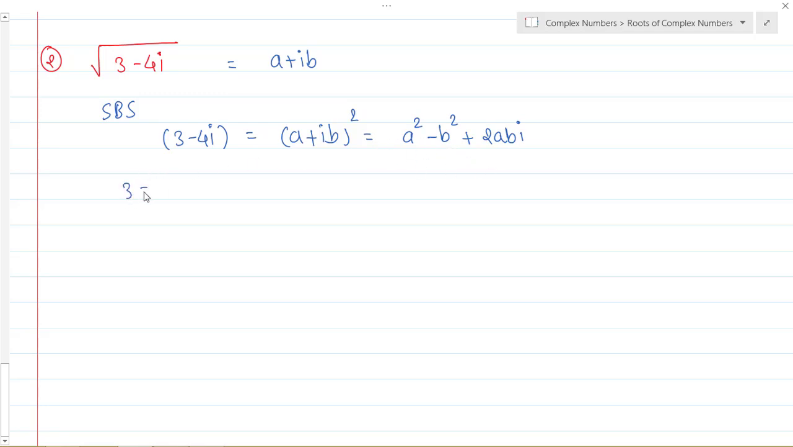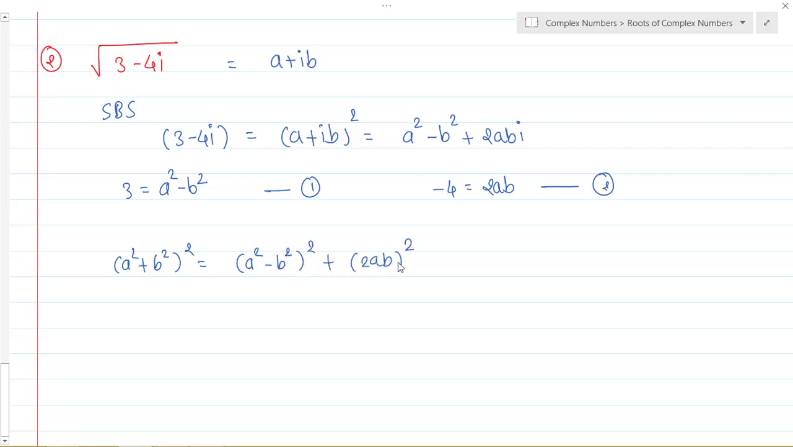So I will get 3 is equal to a square minus b square, equation number 1, and minus 4 is equal to 2ab, equation number 2. I know the formula: a square plus b square whole square is equal to a square minus b square whole square plus 2ab whole square. So if I substitute the values, a square minus b square is 3, whose square is 9, plus 2ab is minus 4, whose square is 16, so it will give me 25.